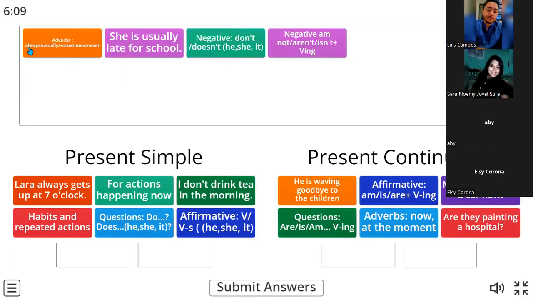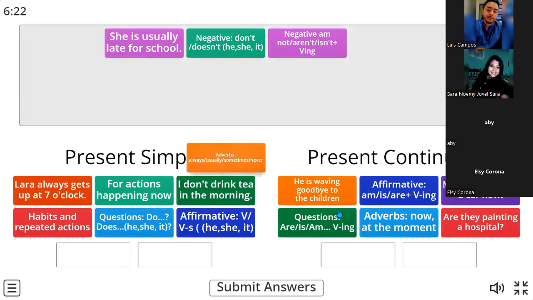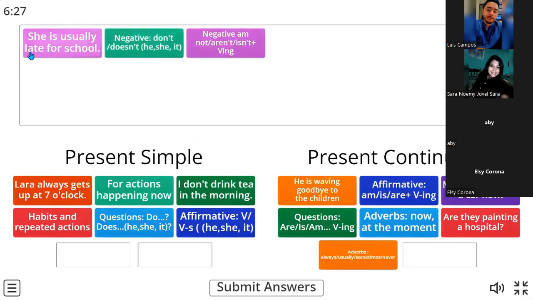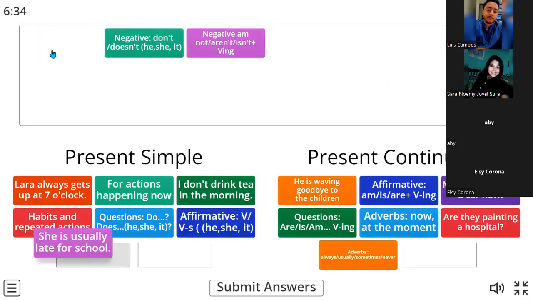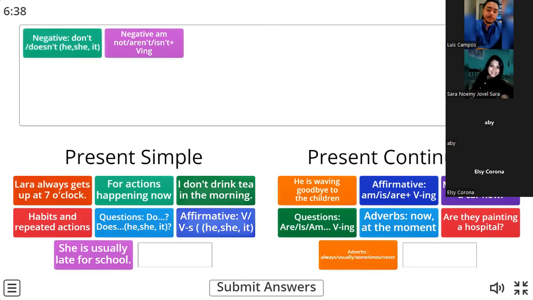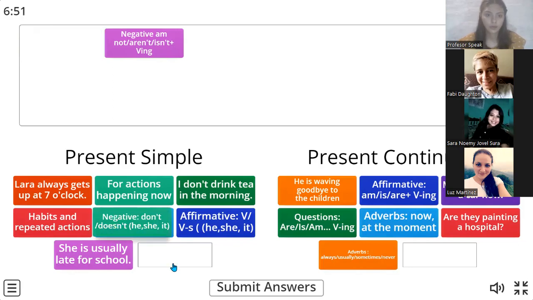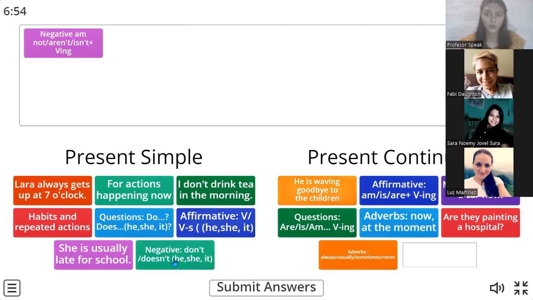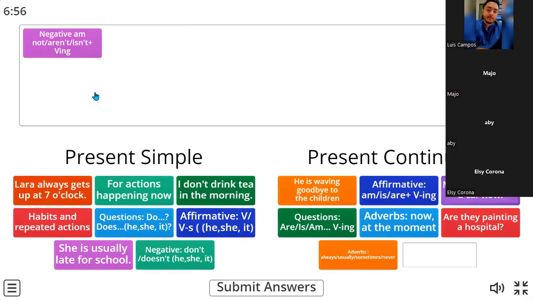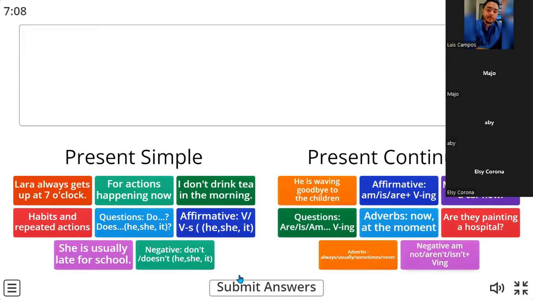Sarita. Always, usually, sometimes, and never. Present continuous. Okay. Luis, she's usually late for school. Present simple. Okay. Negative. I mean, this one, let's see. I don't know if Elsie is here. Luz. Okay, this one. And let's see, Majo. The last one. That one is present continuous. Are you sure? Okay, let's check.